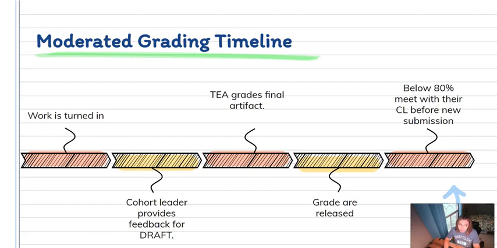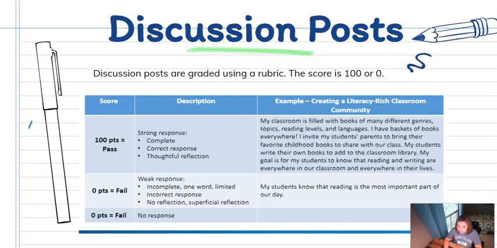For those artifacts, your work will be turned in to me, and I will give you feedback on your draft and help you get 80% or above. After TEA grades your artifact, your grades will be released in about a month. They do take time. If you do not pass the final artifact with 80% or above, then the artifact goes to me again, and we work together so that we ensure that you do pass.